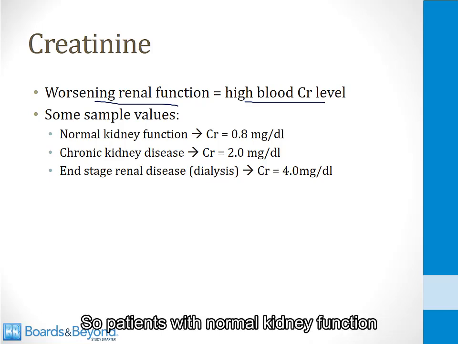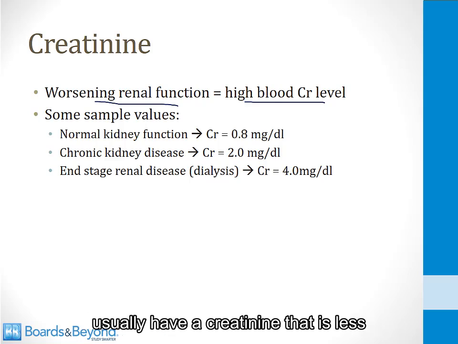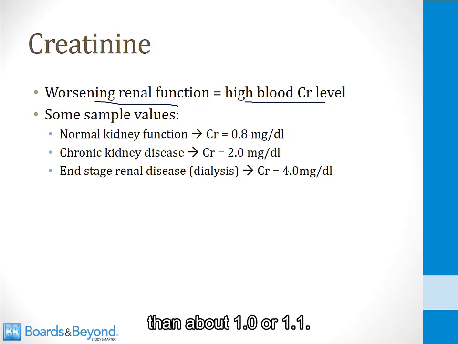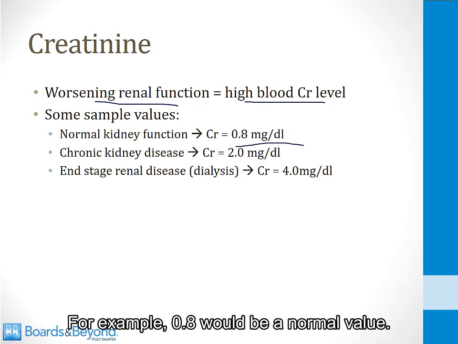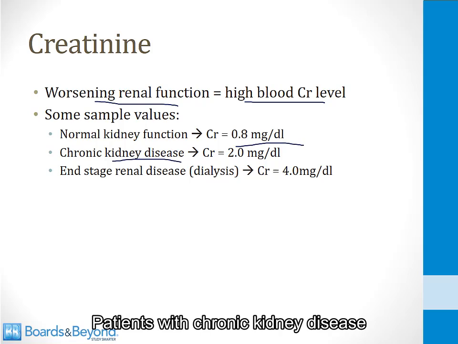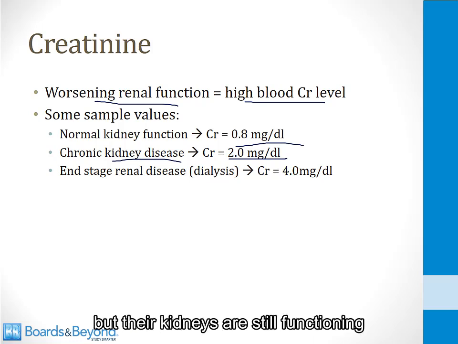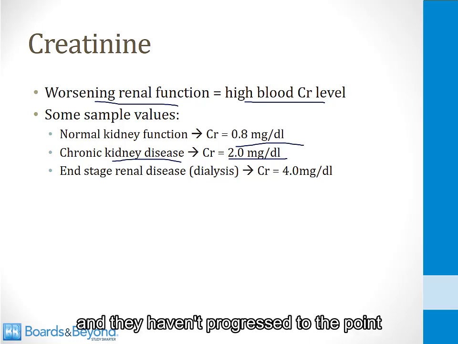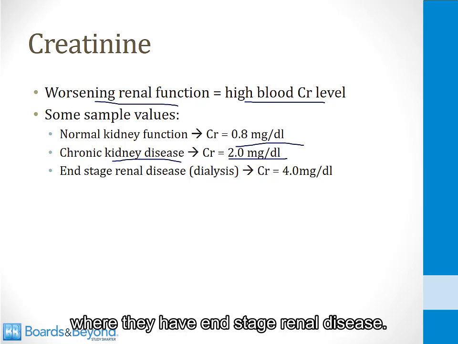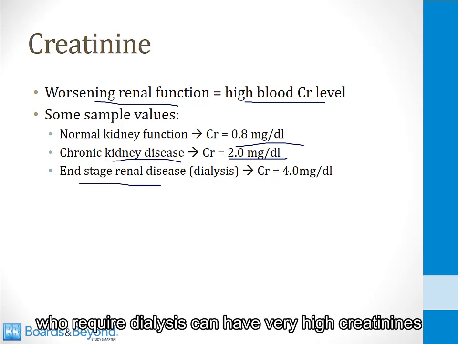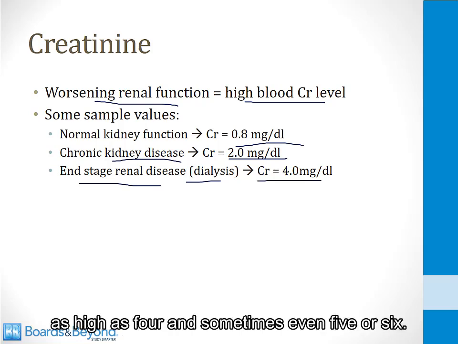So patients with normal kidney function usually have a creatinine that is less than about 1.0 or 1.1. For example, 0.8 would be a normal value. Patients with chronic kidney disease can have a higher creatinine like 2.0. These patients have sick kidneys, but their kidneys are still functioning and they haven't progressed to the point where they have end-stage renal disease. Patients with end-stage renal disease who require dialysis can have very high creatinines, as high as 4 and sometimes even 5 or 6.